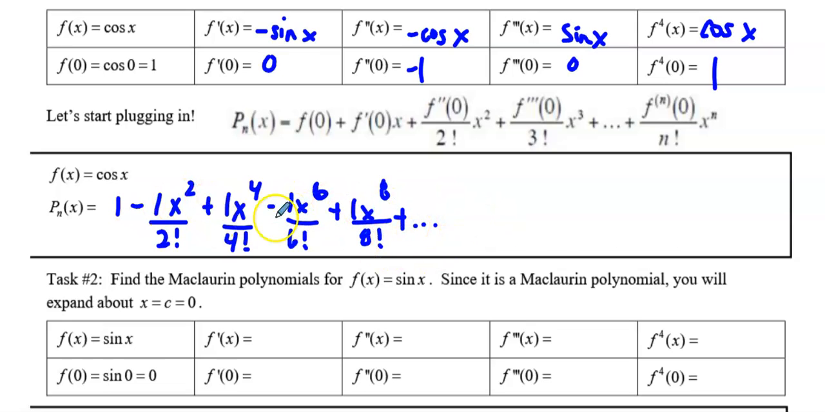So if we want a general term for this, what this is going to be equal to is we're going to do negative 1 to the n power. And that's going to help us alternate our signs. So we're going to start when n is equal to 0. So n is equal to 0. So we're going to have negative 1 to the 0 power, which is going to give us a positive 1. When n is to the first power, then we're going to have a negative, like that.